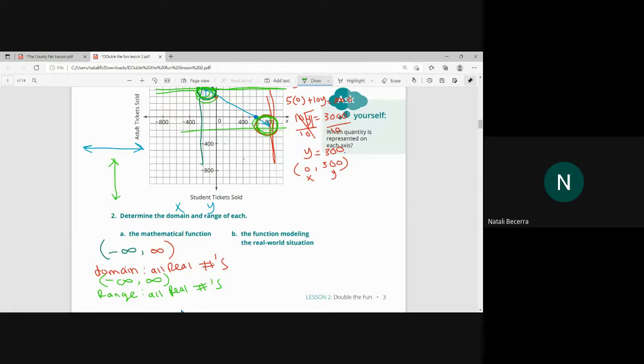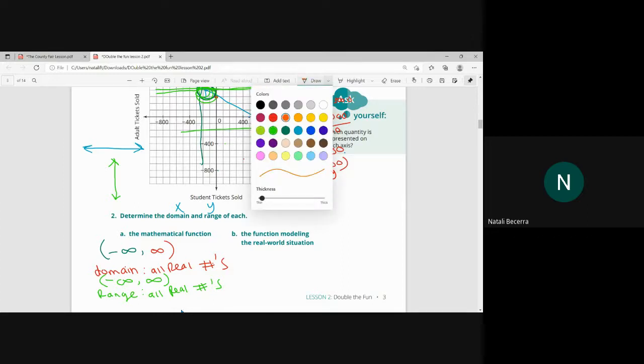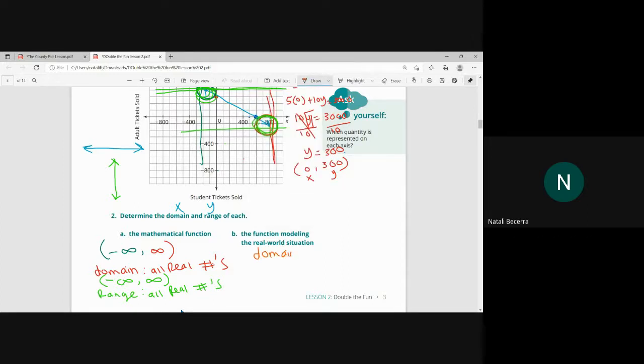All right, the function model in the real world situation. So let's start with the domain. The domain was X. We look right here, it was at 600. So that means that it's going to be from 0 less than or equal to X less than or equal to 600. So it has to be between those two numbers, 0 and 600. All right, range. Range was 300. So it's going to be 0 less than or equal to Y less than or equal to 300. Okay.